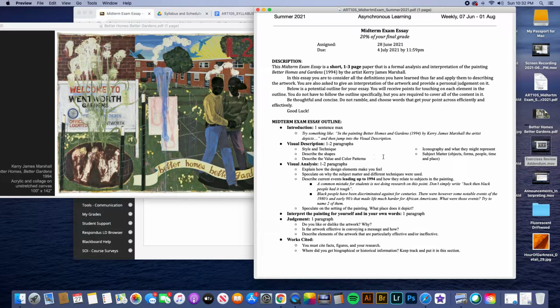I want you to cut the fat. I don't want you to fluff up the paper. You don't need to stretch the paper out to make it longer, especially because I'm only requiring 1 page at a minimum. I suspect that most people are going to be in the 1.5 page range. Try to get to that point. It'll make your professor very happy.